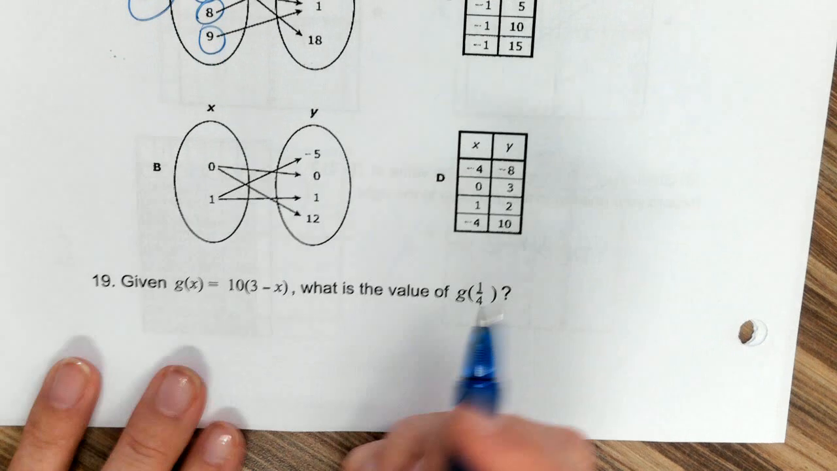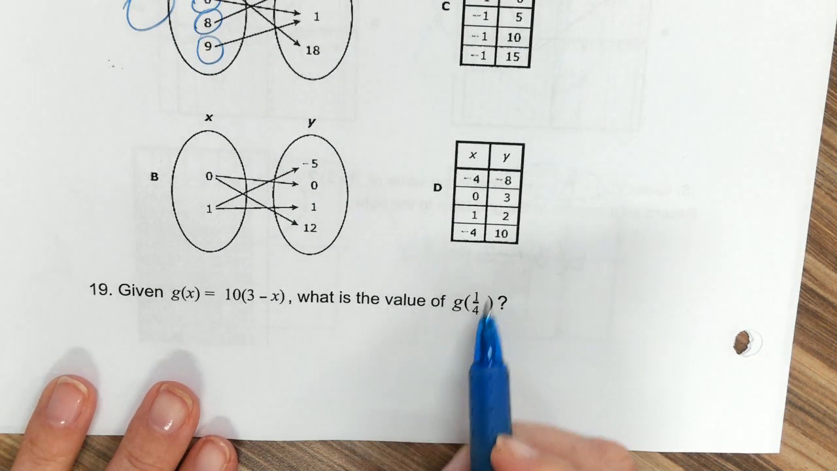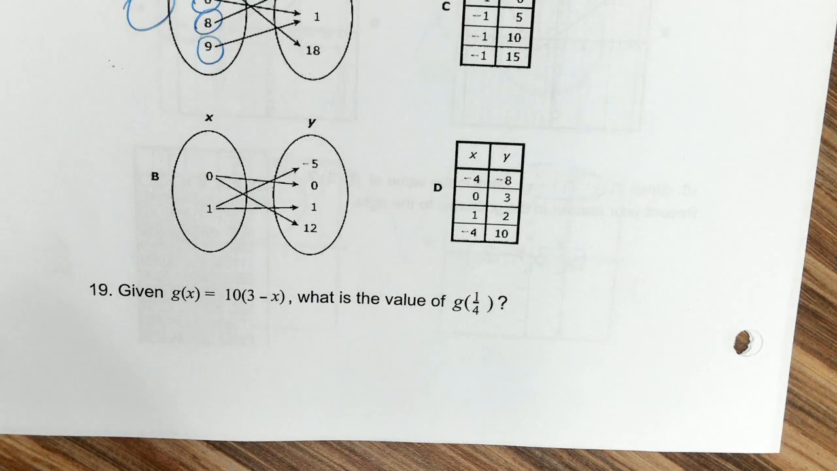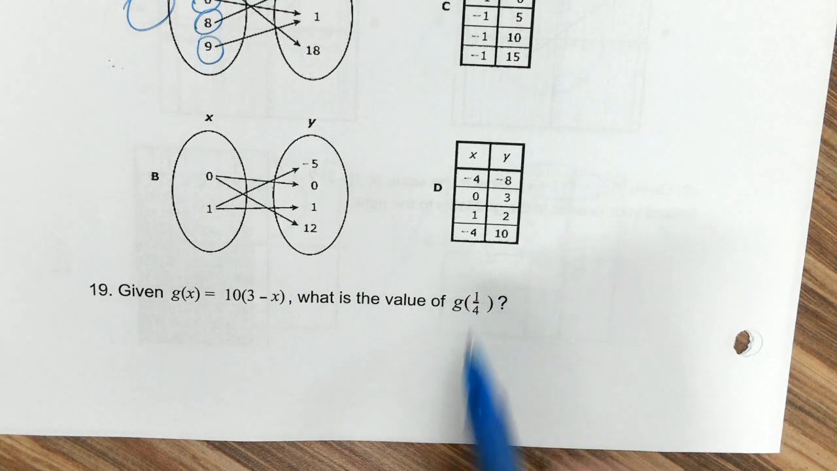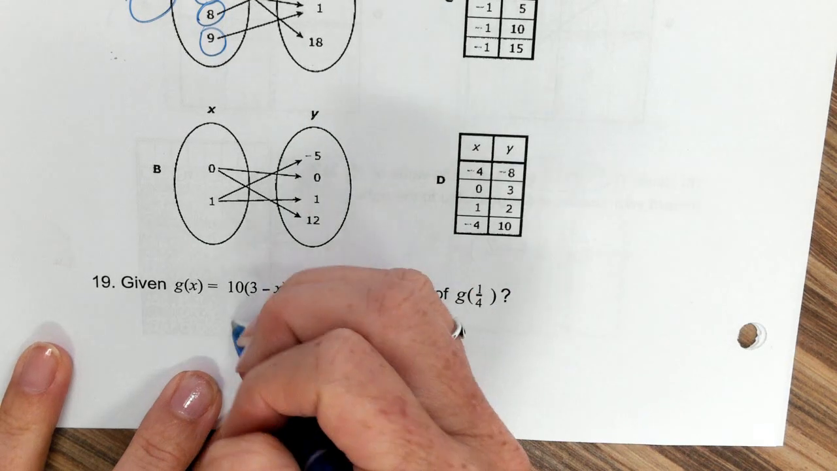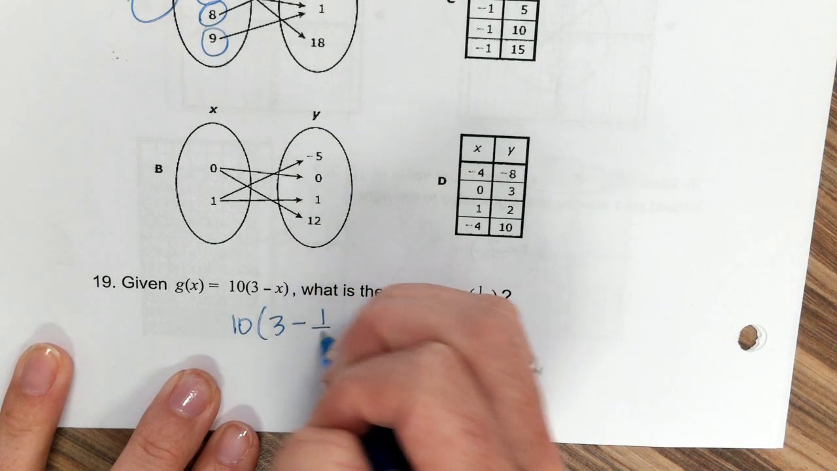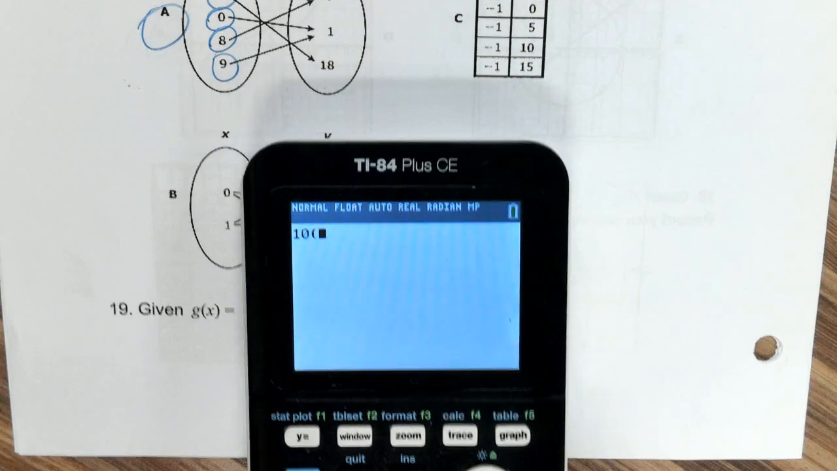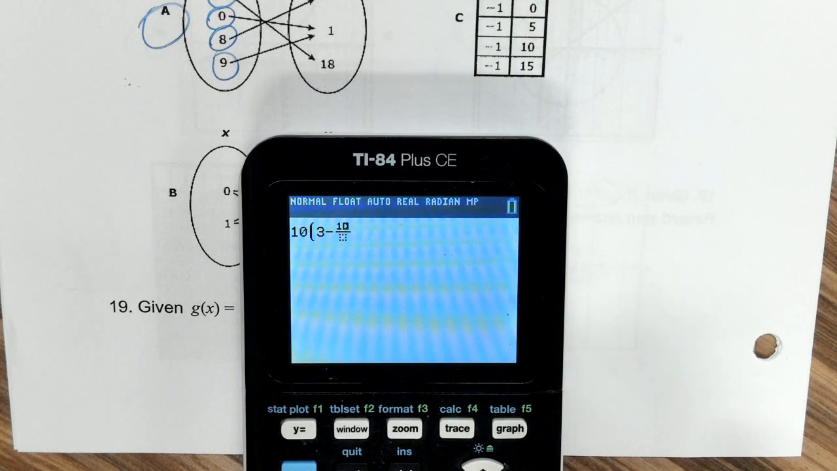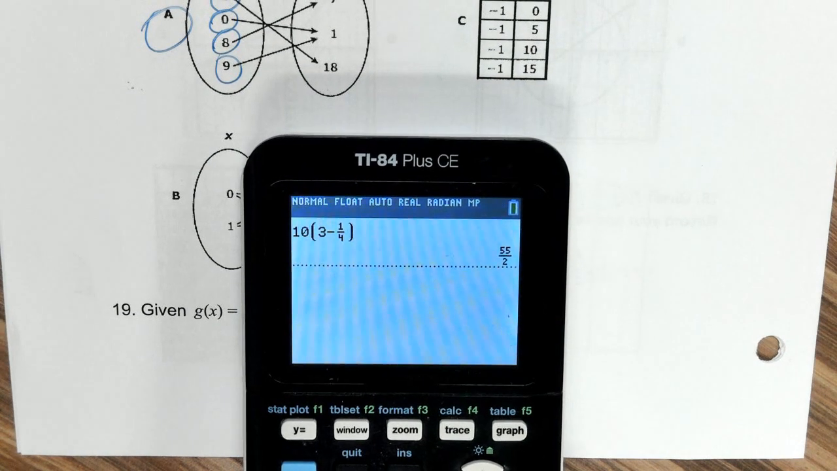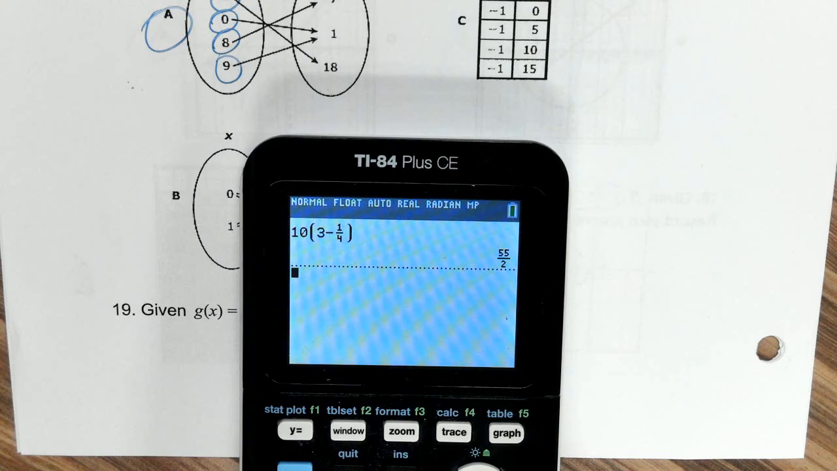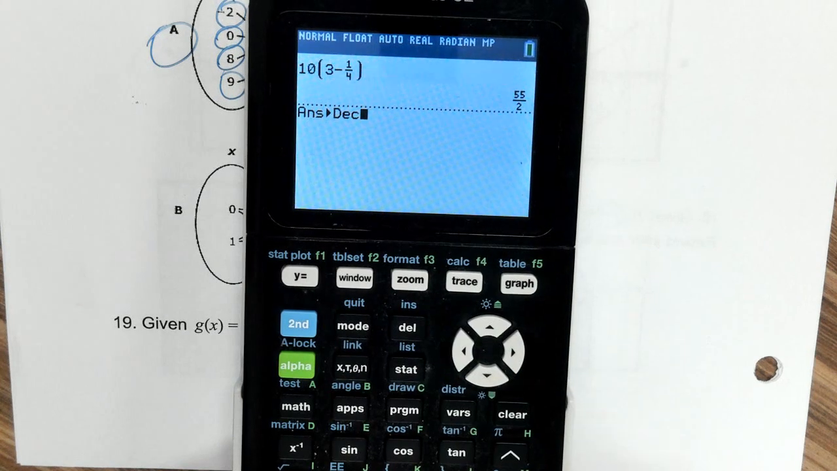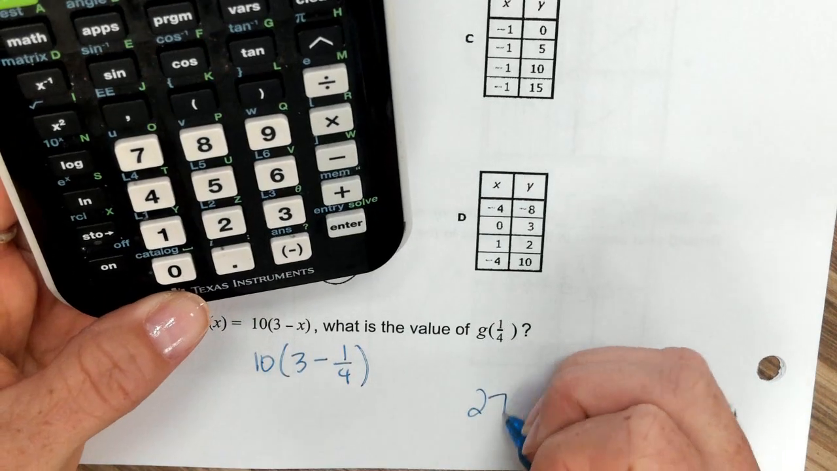Last one. Given this equation, what is the value of g of 1/4? You had to plug in 1/4 for x. You cannot do this in your y equals button because your y equals not going to give you x as a decimal or fraction. So you had to say what is 10 times 3 minus 1/4? And the answer is 55 halves, which is not going to be like that on your test, so change it to a decimal. So you would hit math, choose option 2 for decimal, and that's your answer, 27.5.